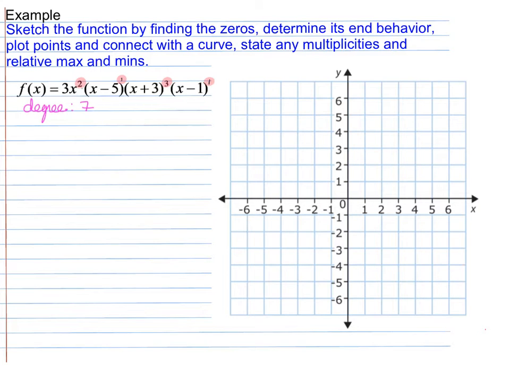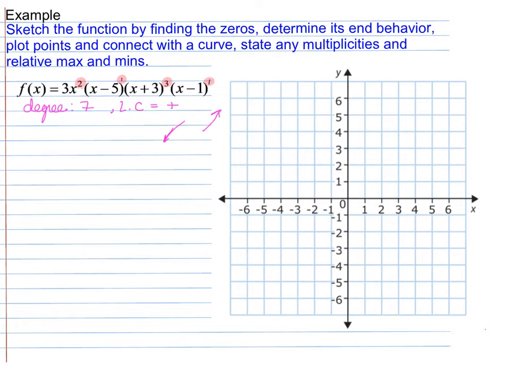My leading coefficient is positive, since I have a positive 3 and everything's being multiplied. So my leading coefficient is positive. That tells me that it falls on the left and rises on the right. And now all we have to figure out is what's happening in between on my graph.